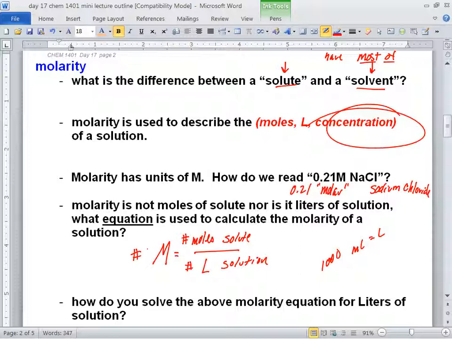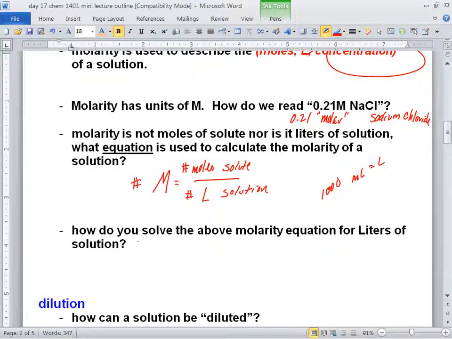Connor, let's just make sure we understand our algebra here. How would you solve this equation for liters, right? Because this equation has 3 variables in it. They're always going to give you 2, and they're going to say, what's the liters of the solution? They'll give you molar, and they'll give you moles of solute. How do you solve for liters of solution? L equals moles of solute over molarity.